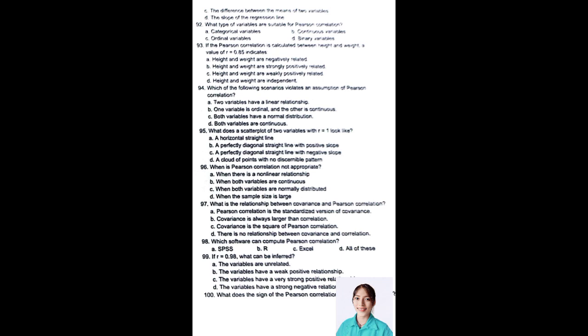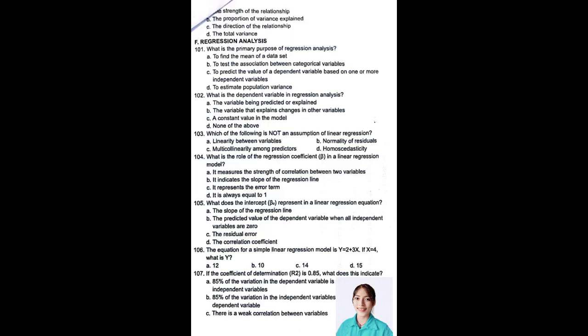Then we have number 100. What does the sign of the Pearson correlation coefficient indicate? It indicates the direction of the relationship. Yes, that's the direction of the relationship. So that's option C.